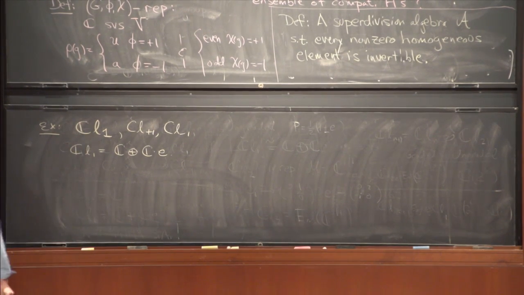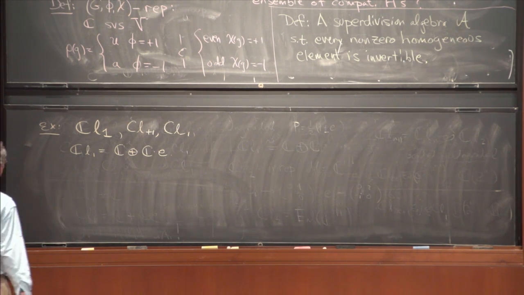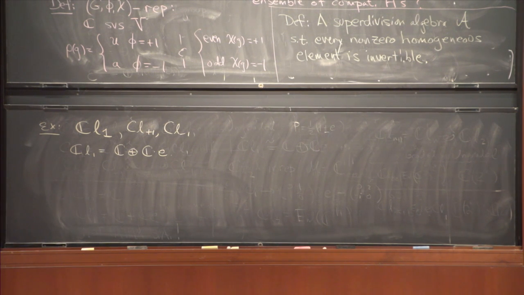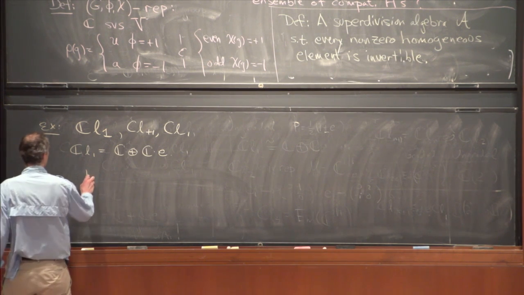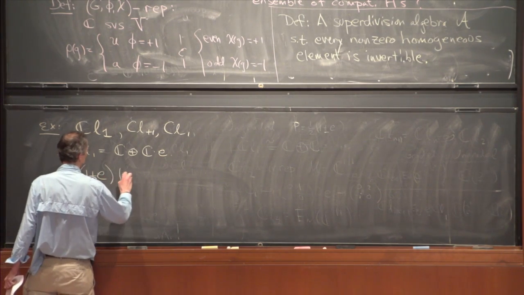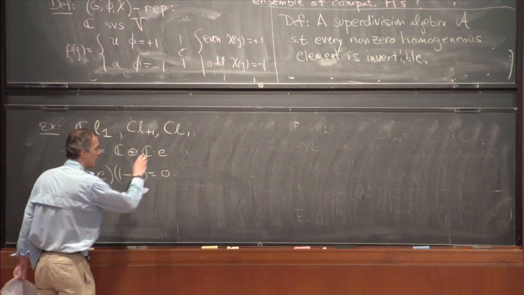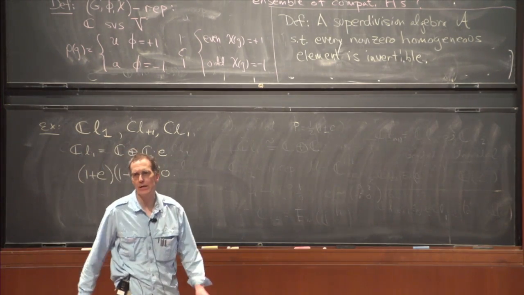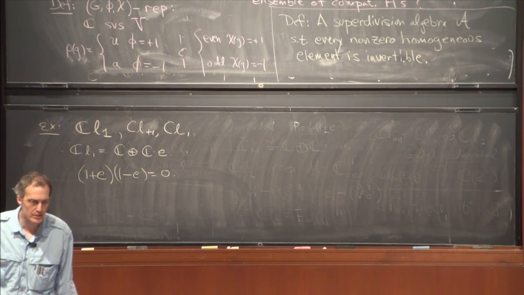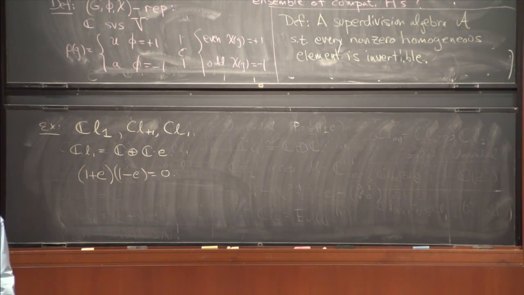Notice, however, that Clifford 1 and the real Clifford plus and minus 1 are not ordinary division algebras. Why not? Well, you see, I could write something inhomogeneous like 1 plus E. 1 plus E has a zero divisor. 1 plus E times 1 minus E is 0. So 1 plus E is not 0, and it's not invertible. So Clifford 1 is not a division algebra, but it is a superdivision algebra.